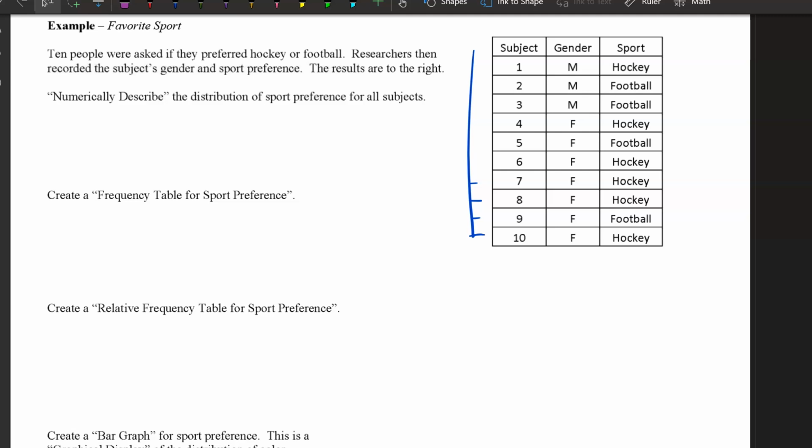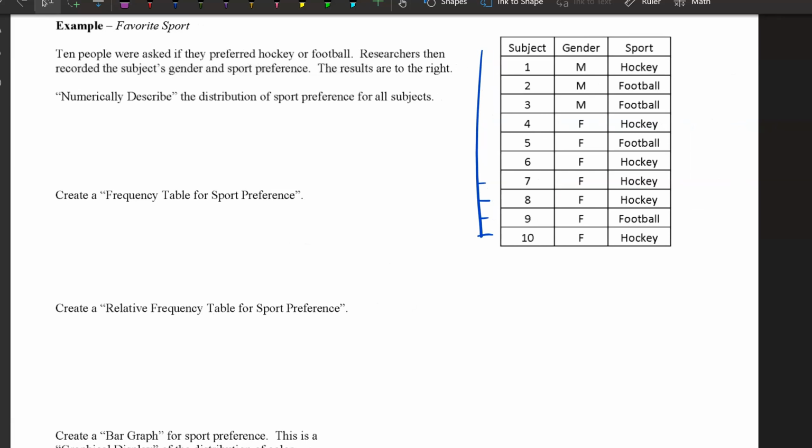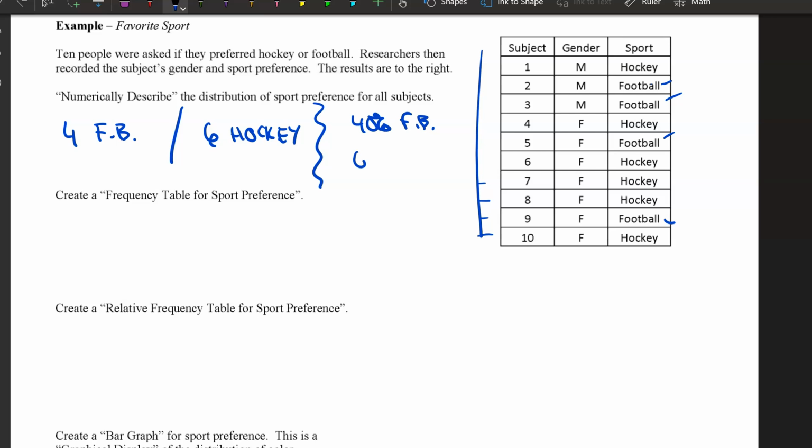Numerically describe the distribution of sport preference for all subjects. For all subjects. So how would I? I could do counts. Let's see, football, 1, 2, 3, 4. 4 people like football, and there's 10 total, so 6 people like hockey. That's fine. You could describe it using numbers, percentages, I'm sorry. 40% like football, and 60% like hockey. So these would be two good answers.